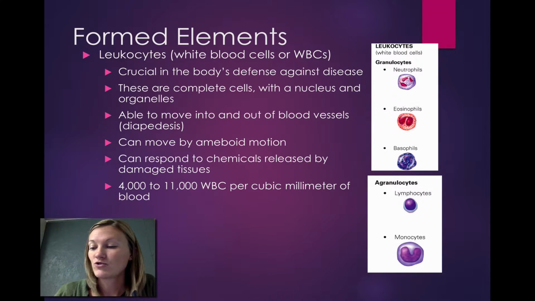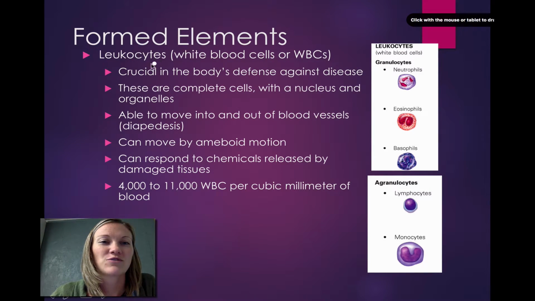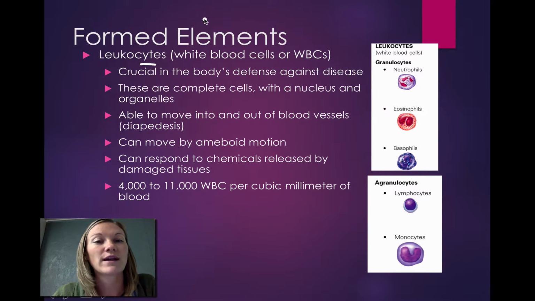So now we're getting to our white blood cells. Now we're into our leukocytes. So still talking about formed elements. There are 3 formed elements. You have red blood cells, white blood cells, and platelets. So this one goes through the leukocytes, or the white blood cells.